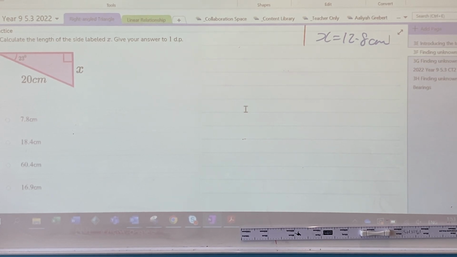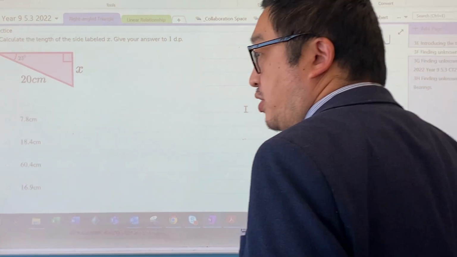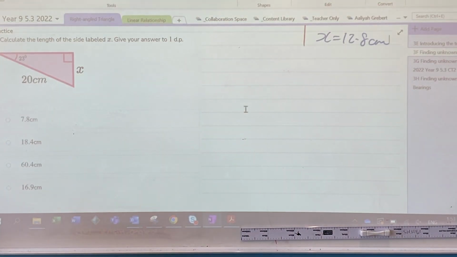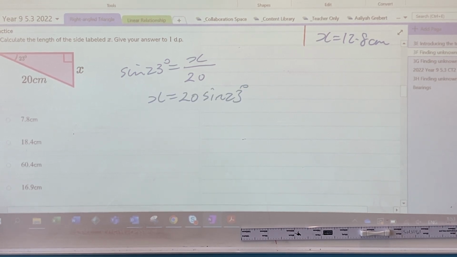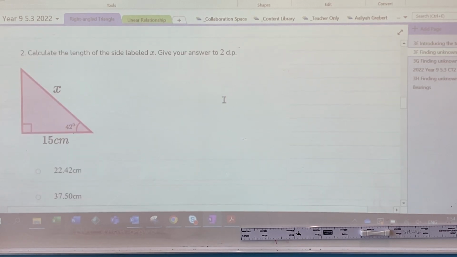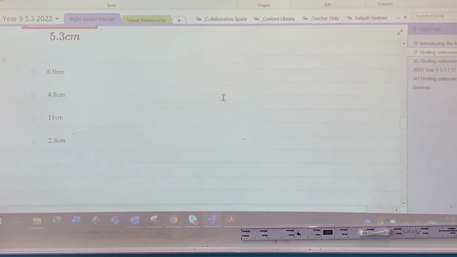Okay, let's have a look. Which am I using? I'm using sine, right? So sine 23 is opposite over hypotenuse. So x is 20 times sine 23 degrees. Now type into my calculator: 20 times sine 23, 7.8. So the answer is A. All good? Very good. Now these ones are the must-know material, super basic stuff. These ones are pretty much exactly the same thing. It's on OneNote. You guys can go practice later.